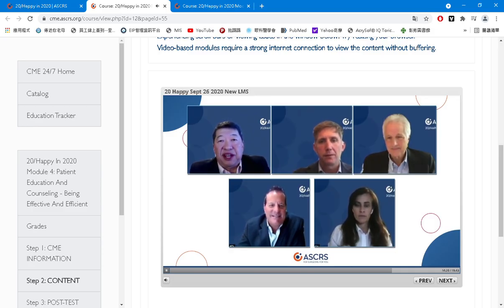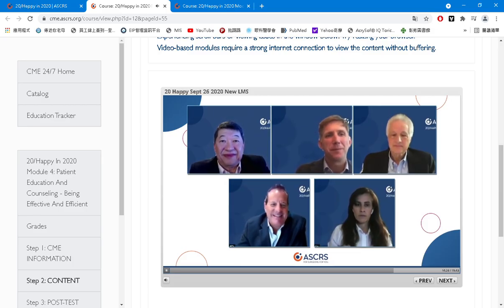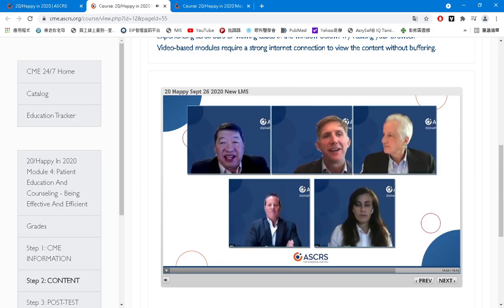Exactly. Panel, any pearls for explaining astigmatic keratotomy? Little tips that you find are really effective. Does anyone do astigmatic keratotomy? Yeah, I do astigmatic keratotomy for patients with less than a diopter or so of astigmatism.